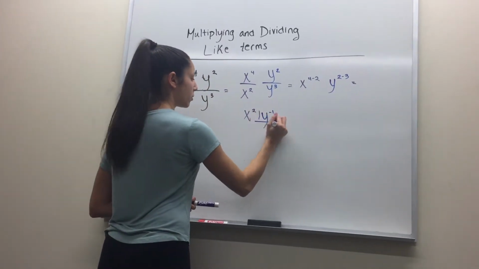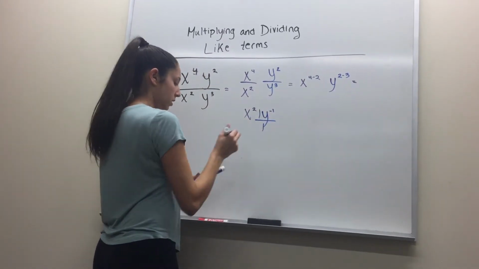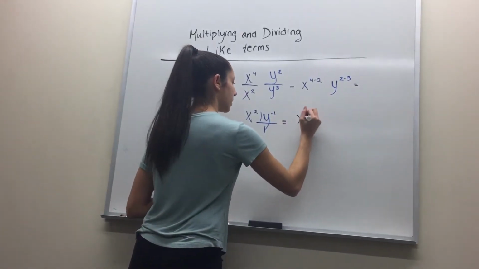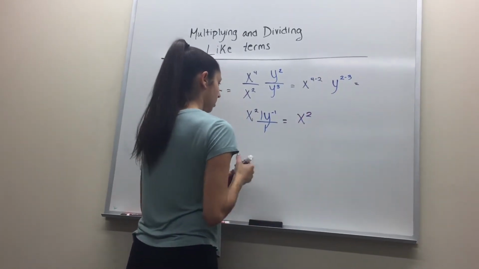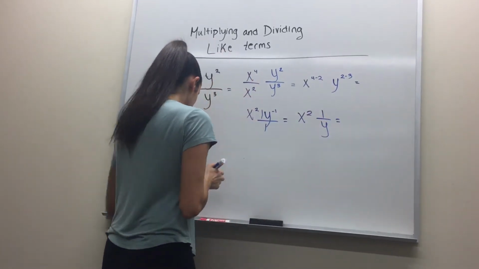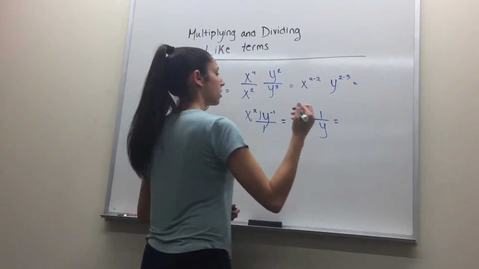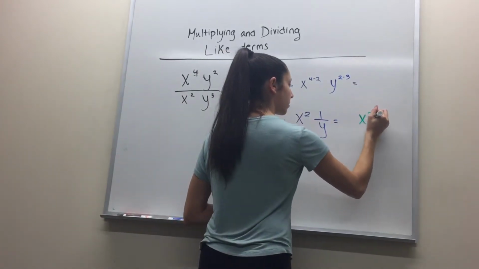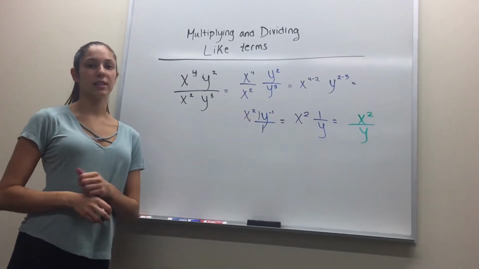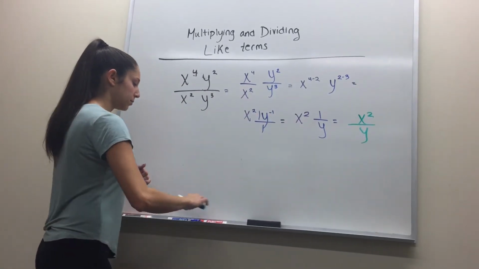And we remember our trick from before, where our imaginary 1's are always there. And we get x squared times 1 over y, which can also be written as x squared over y. And we see that we can't go any further because we have our x and our y, which are two different variables.